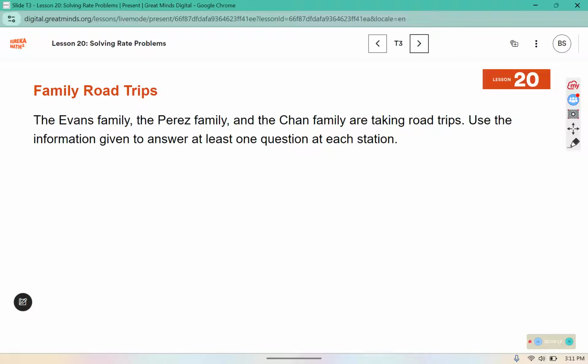Family road trips. The Evans family, the Perez family, and the Chan family are taking road trips. Use the information given to answer at least one question at each station. In class, we're going to complete these stations in teams, and your task is to do either part A, part B, part C, or so on. You don't have to answer all of the questions at each station, just one per station.